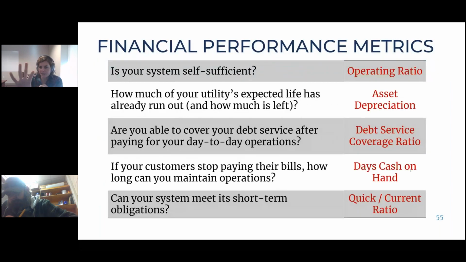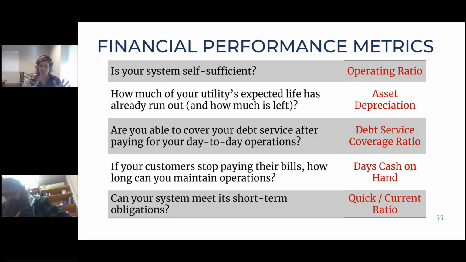So these are going to be on the right-hand side in red, the key financial benchmarks that I'm going to be covering today. So you've got your operating ratio, asset depreciation, debt service coverage ratio, days cash on hand, and then your quick ratio or your current ratio. Those terms are kind of used interchangeably. And I'll talk about each of these individually on individual slides.